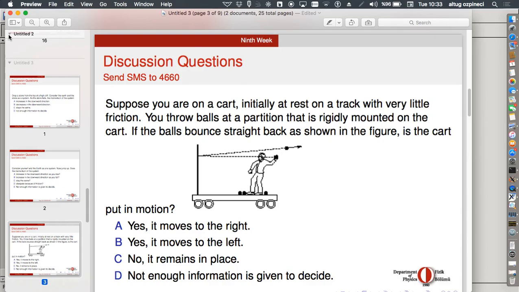So your friend is saying that the initial momentum is 0. Eventually the balls are moving in this direction, so the balls are carrying some momentum in that direction. The momentum should still be 0. So the final momentum of the cart should be in the opposite direction to cancel the momentum of the balls. So the cart will be moving in this direction. Any objections to this one?